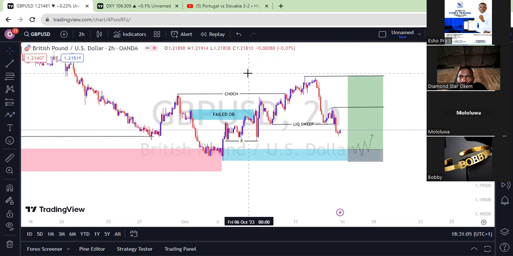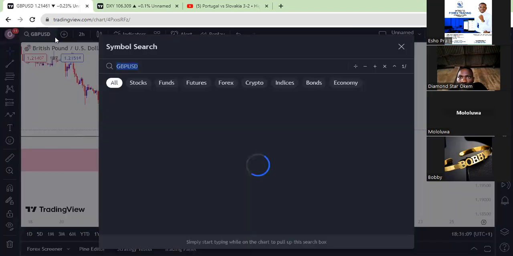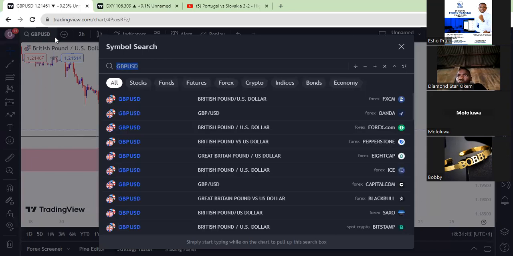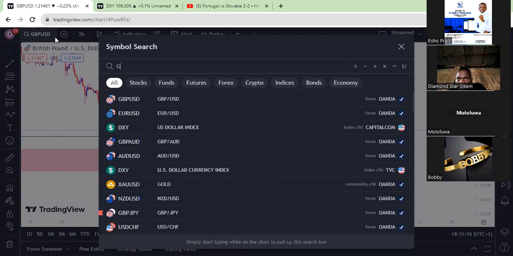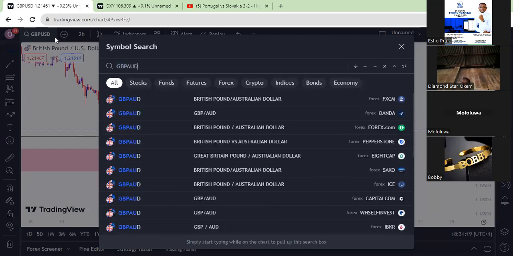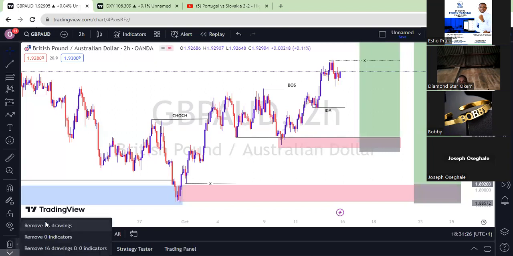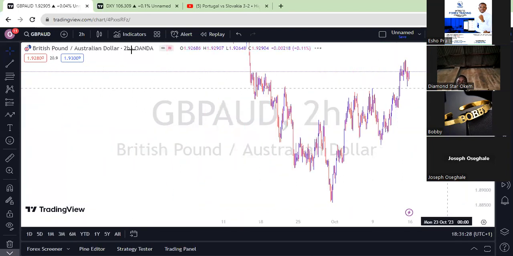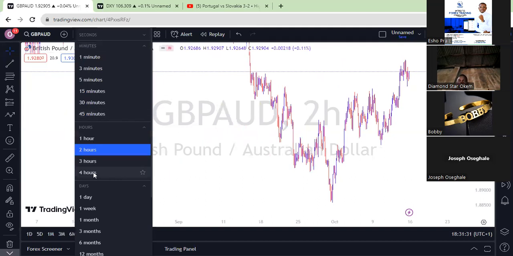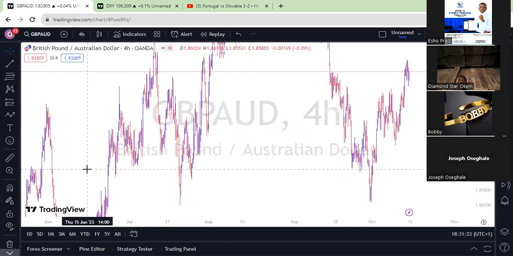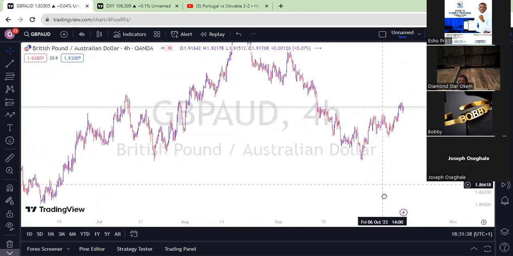Yes, sir. Now let's check GBP AUD. Please hold on. GBP AUD, right? Don't complicate it. Let me delete this. Okay, good. This is GBP AUD. Let's go to 4 hours. So these are the 4 hours time frame. Now, what do we see? What do we have here?